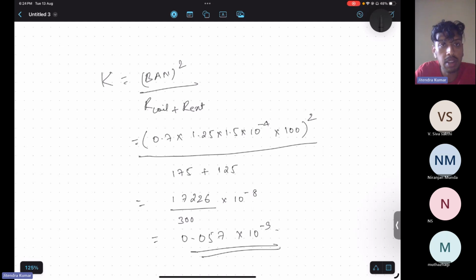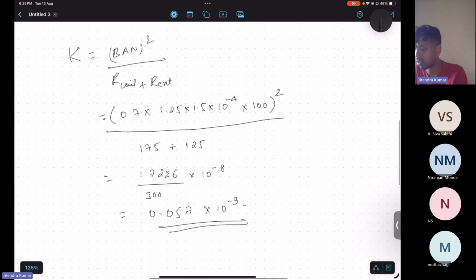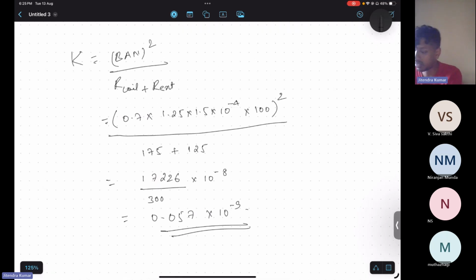So your answer must have come as wrong, right, if you have submitted the assignment? I don't know why such a range is given. The range may be wrong because this is the expression for calculating damping. Let me recheck once last time.